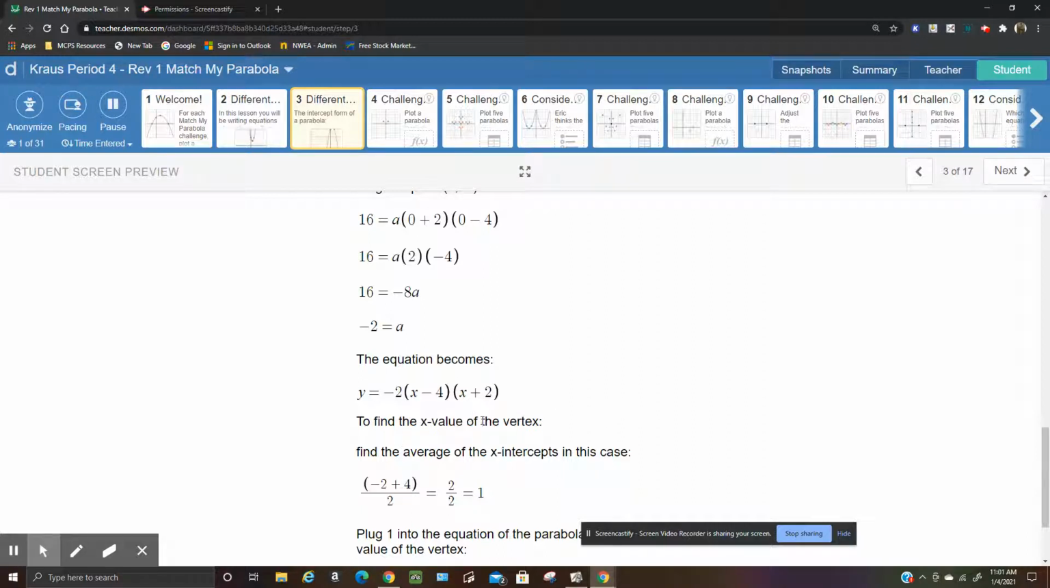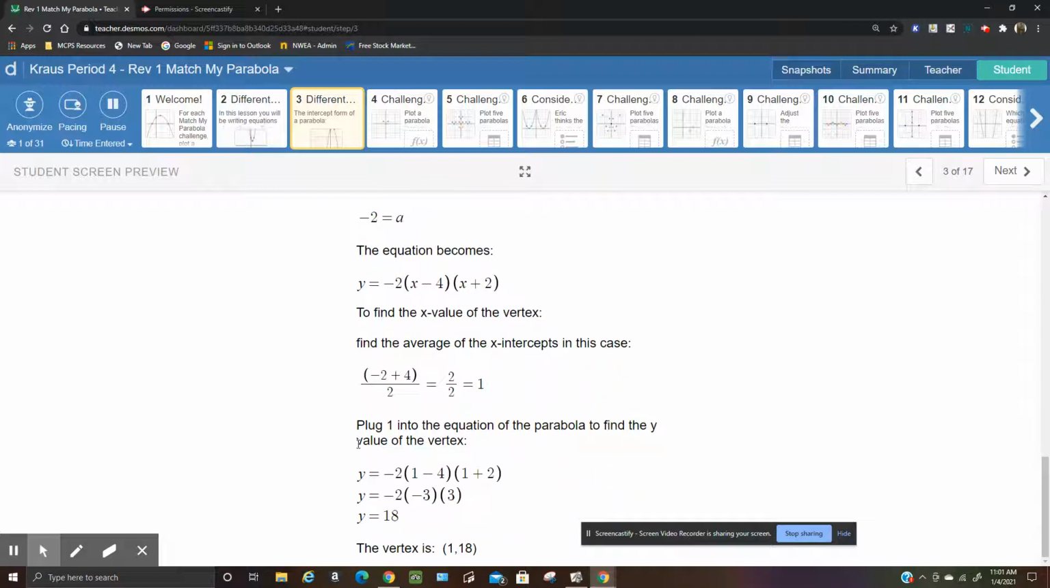To find the vertex, I find the average of the x-intercepts. In this case, negative 2 plus 4 divided by 2 is 1. That's the x value of my vertex. Plug 1 into the equation of the parabola to find the y value of the vertex. Negative 2 times 1 minus 4 times 1 plus 2 is negative 2 times negative 3 is 6, times 3 is 18. The vertex then is at (1, 18).